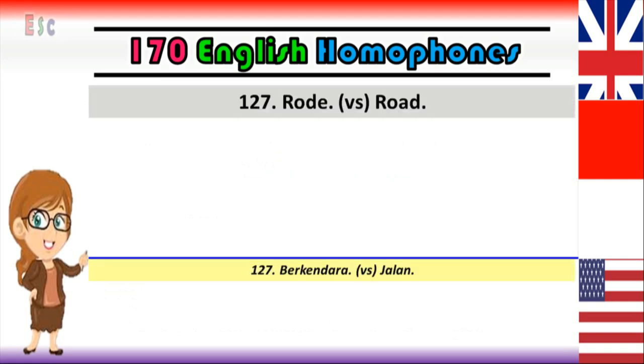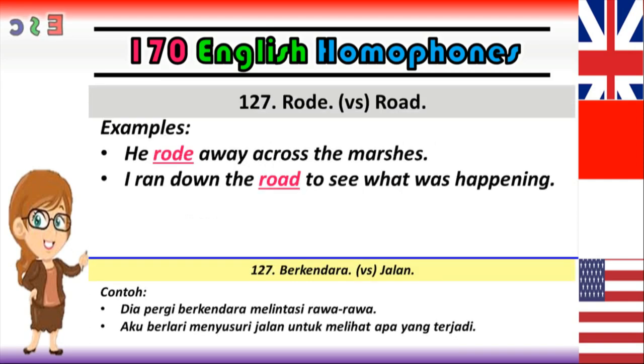127. Rode versus road. Examples. He rode away across the marshes. I ran down the road to see what was happening.